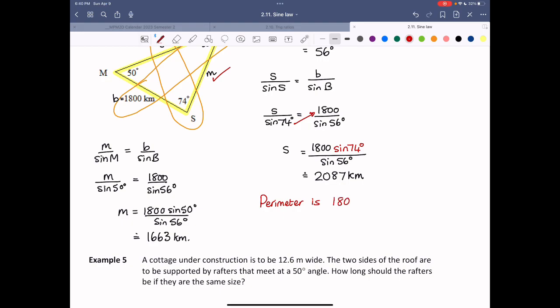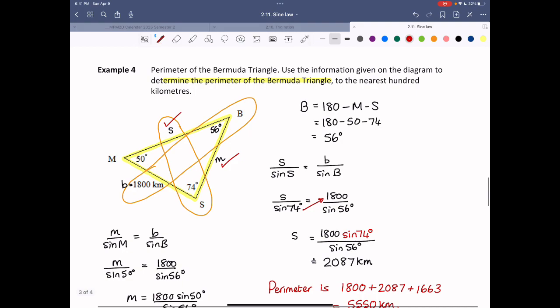So we have the original 1800 kilometers plus the 2087 plus the 1663 that we had. So let's add those together. Note that I didn't put units in, and I don't need to put units in until the very end. 1800 plus 2087 plus 1663, and that's 5,550 kilometers, and that's it. We are done, except to the nearest 100 kilometers.